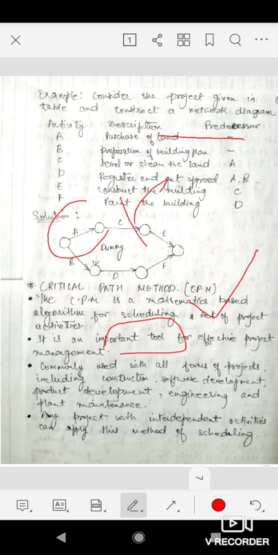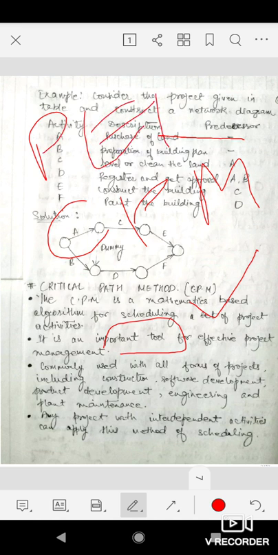We have 2 methods which we use in network analysis, CPM and PERT. PERT is another tool used in project management, the program evaluation review technique. CPM is commonly used with all forms of projects including construction, software development, product development, engineering and plant maintenance. Any project with interdependent activities can apply this method of scheduling.